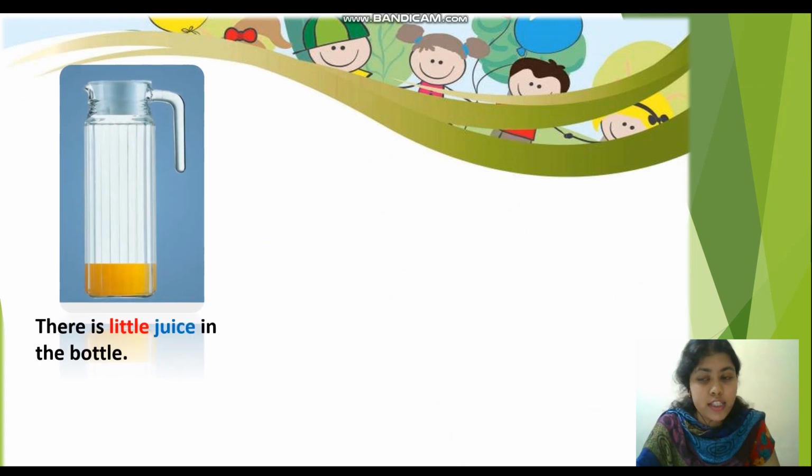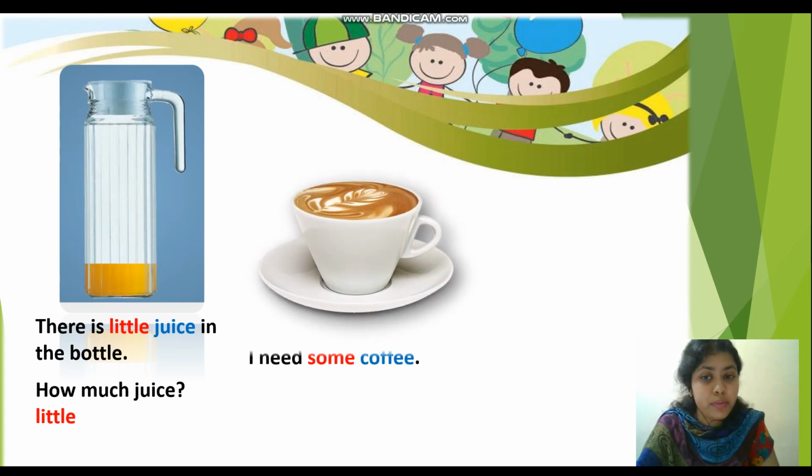As you can see in the first example, there is little juice in the bottle. Yes children, the word in blue, juice, is again a noun, and the word little is coming before juice and it is telling about the quantity of juice. How? Because when we are asking the question how much juice, we are getting the answer little. Let us see the next example.